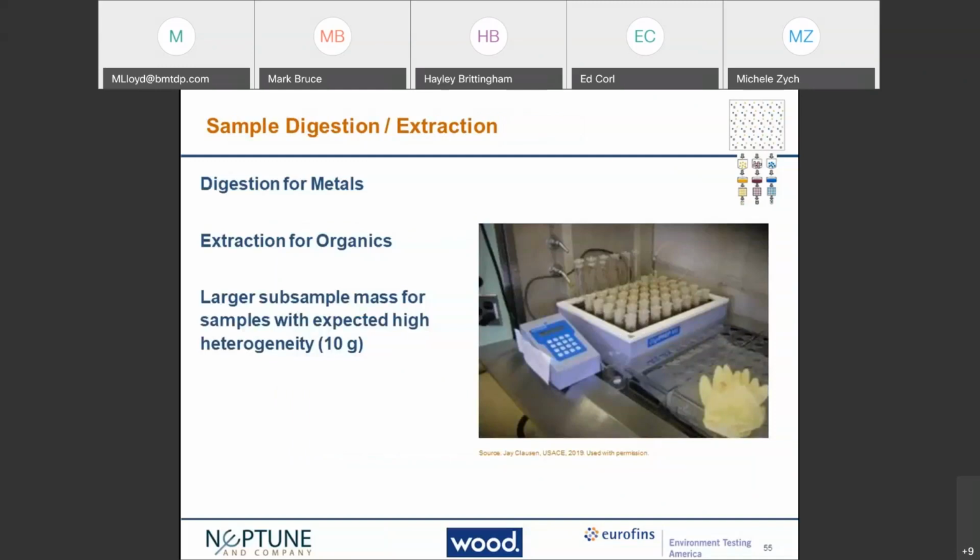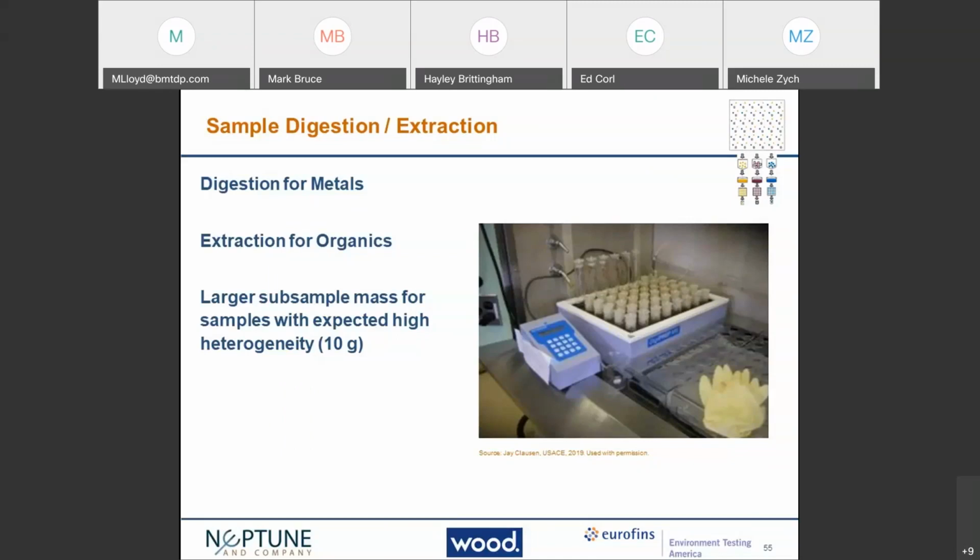Then the last step before we actually head to the instrumental analysis is to do some sort of sample preparation. So that would be digestion for metals or some sort of organic extraction. And the statisticians over the years have determined that for most environmental methods, we would like to hit a minimum of a 10-gram subsample. Well, most of the organic extraction processes use 10 to 30 grams, so we're already at kind of that sweet spot.